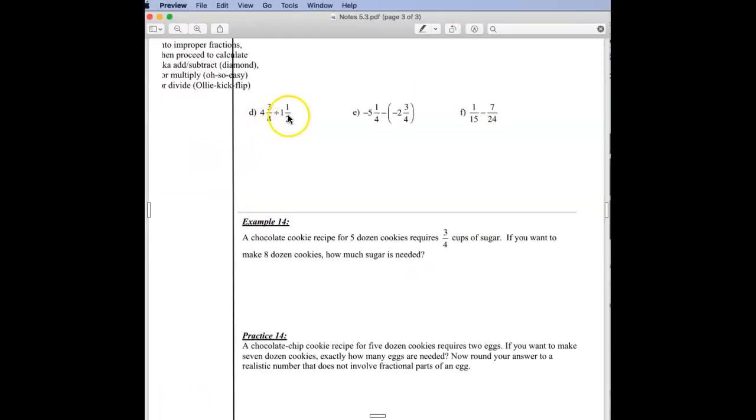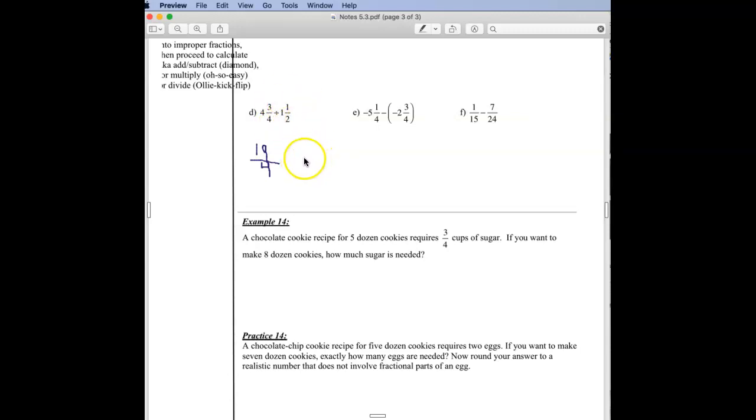Keep in mind, guys, you can rewind and fast forward as needed. So I'm off to these next ones. Change these to improper. 4 times 4 is 16. 16 plus 3 is 19. So 19/4. And I am going to skip a step here. So 2 times 1 is 2, and 2 plus 1 is 3. 3/2.